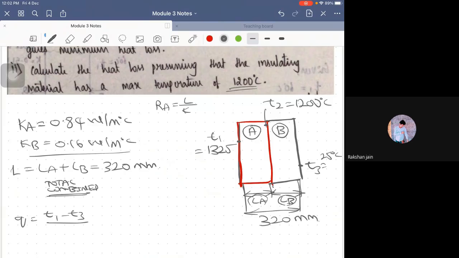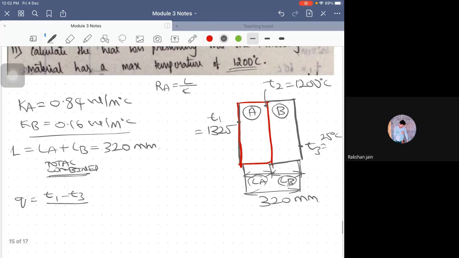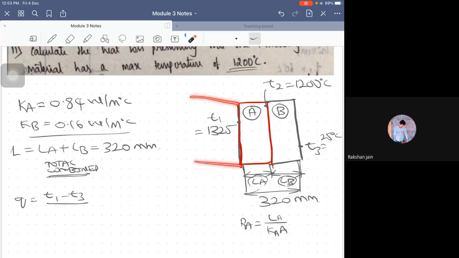okay, total combined thing, T1, T3. Now, I will calculate the resistances which are offered by the two segments. First, the resistance offered by segment 1, which is RA. Generally, it is L divided by KA, right? Now, I can write it as LA divided by KA into A. So A, in the sense the area of cross section, would be the same for all the blocks. This particular area of cross section is even the same for this particular block also here.